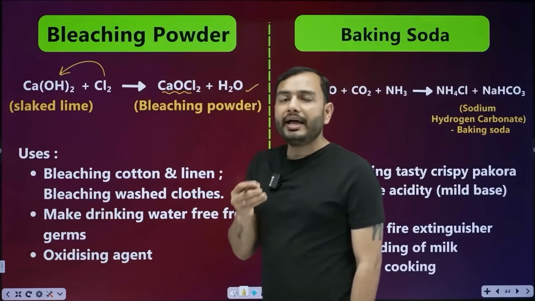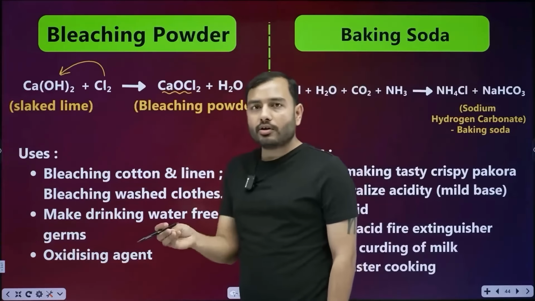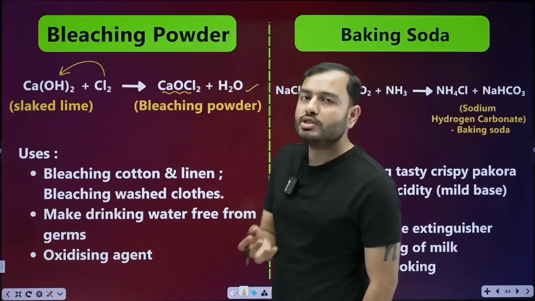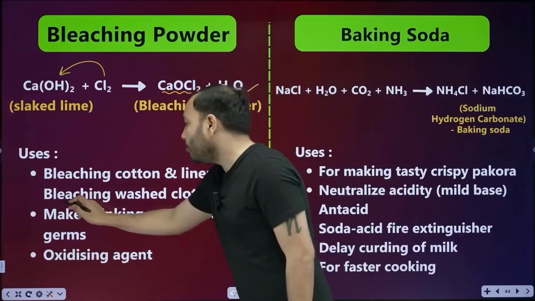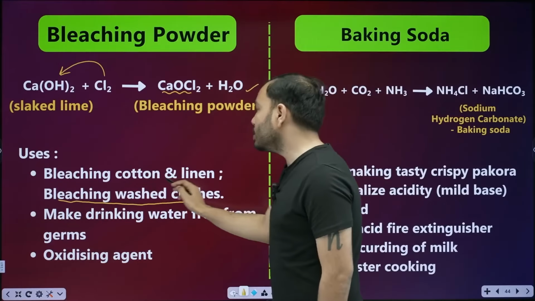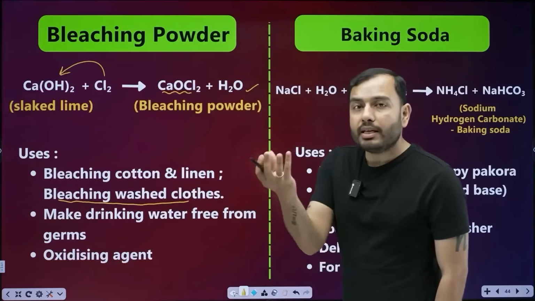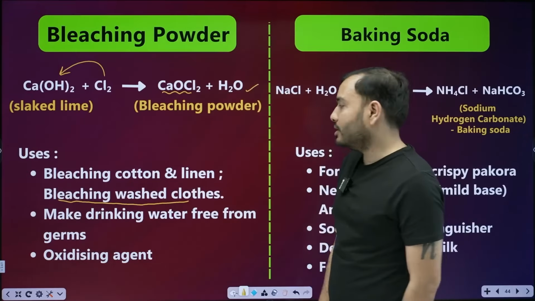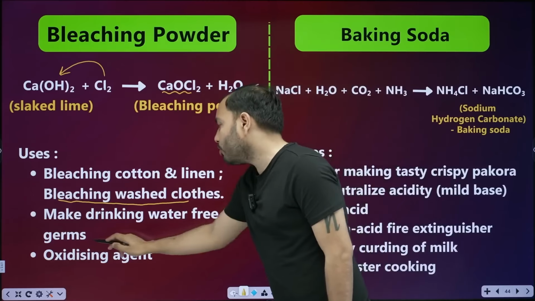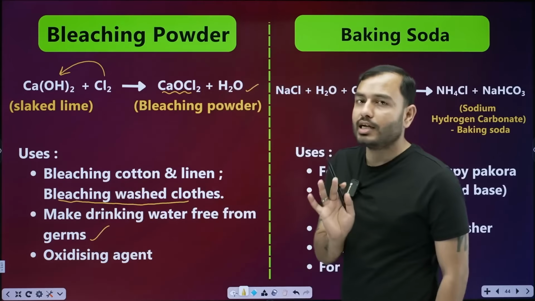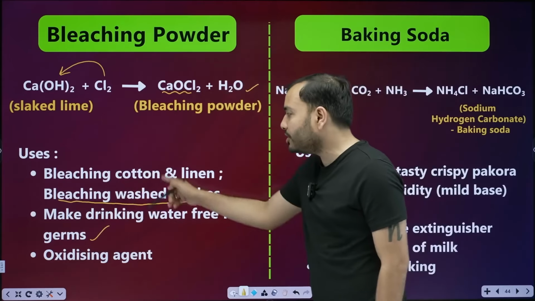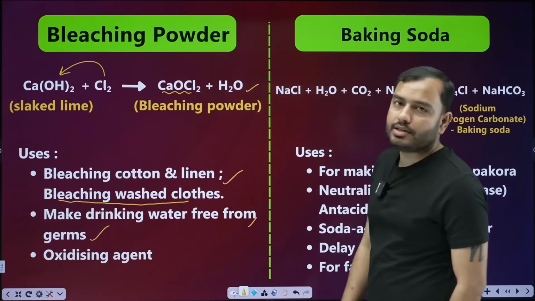What is the use, beta? It bleaches. Suppose there is a stain on clothes. You have to clean it, but soap is unable to remove it. Bleaching removes it. So it is used for washing clothes, bleaching cotton and linen. Second, a very good benefit: it kills germs in drinking water, making drinking water free from germs. These 2 uses you must remember. Another one is oxidizing agent, but these 2 you have to remember.